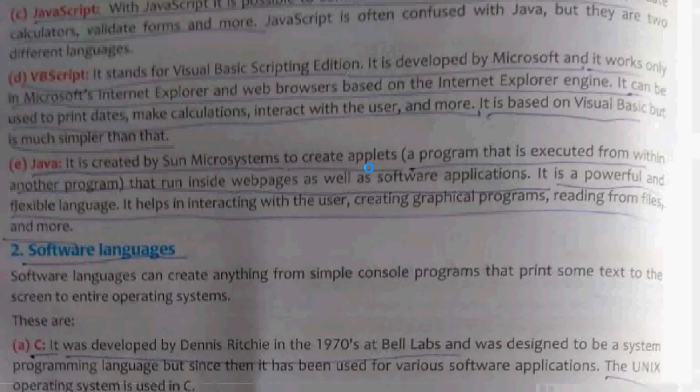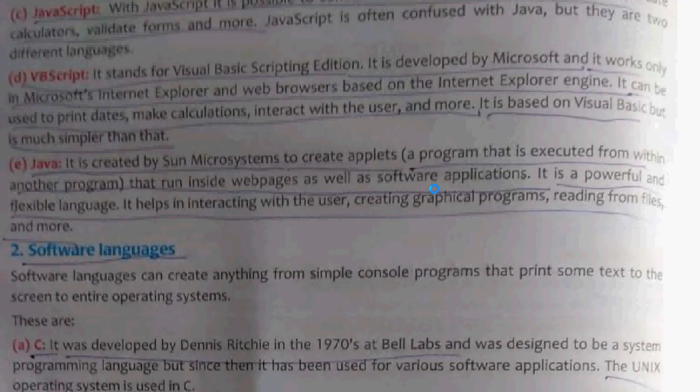An applet is a program that executes from within another program, meaning a program within a program is called an applet. Applets run inside a web page as well as a software application. Java is used to develop both web applications and software, meaning offline and online software can both be created with the help of Java, and the applets we develop in Java can run on both offline and online web pages.